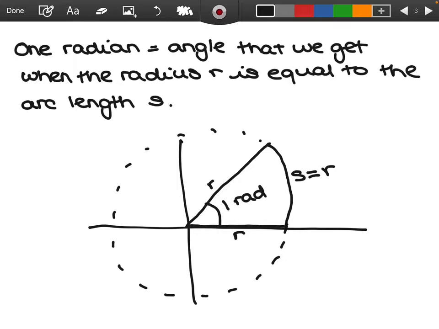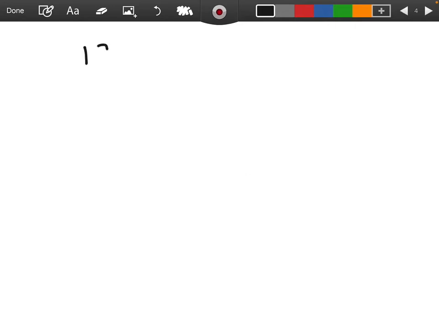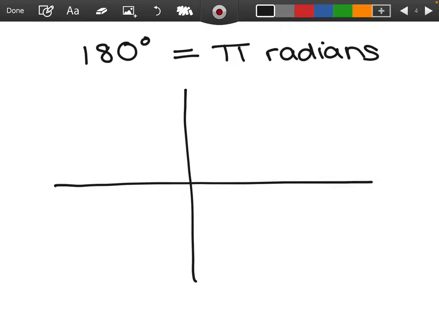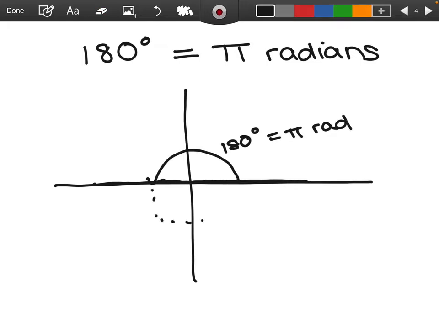How does this relate to degrees? How can we relate degrees and radians? The answer to that is that 180 degrees is equal to pi radians. Okay, we'll talk about why, but I'll quickly draw this out. So if you go round, you start again on this positive x-axis, you sweep out an angle here, so you have 180 degrees. That is also equal to pi radians. Why is this?